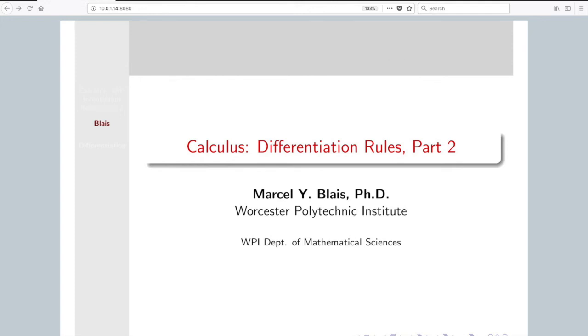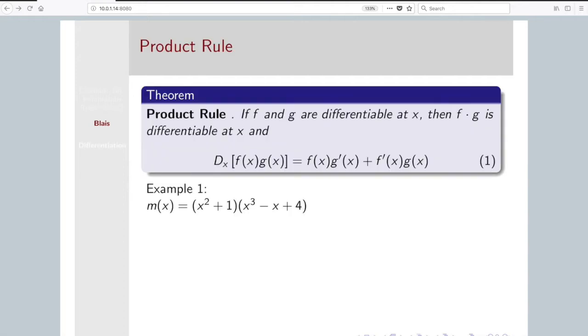In this lecture, we'll continue with our treatment of differentiation rules. First rule we'll cover today, product rule. Anytime you're taking the derivative of a product of two functions, this will be the rule to follow. So if f and g are both differentiable at x, then so is their product. And we have the rule listed here.